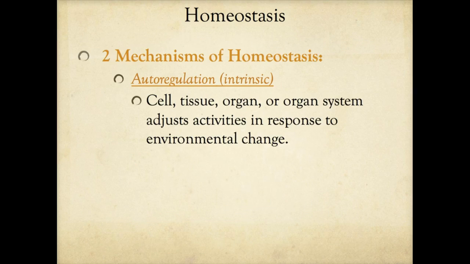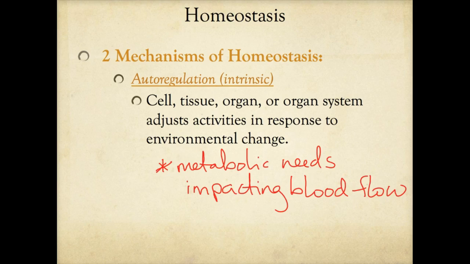There are ultimately two mechanisms of regulation. What's known as autoregulation or intrinsic regulation, and then what's known as extrinsic regulation. Now, autoregulation, so the basic definition, a cell, tissue, or organ makes the change or causes the change. Typically, this involves metabolic needs impacting blood flow.